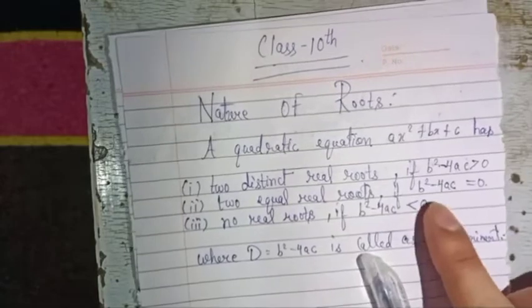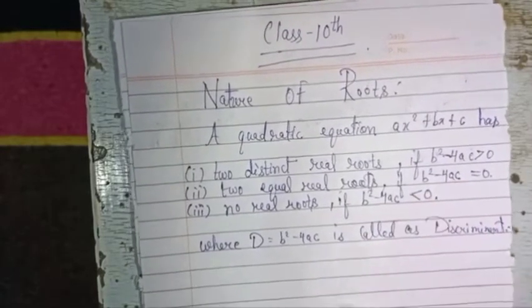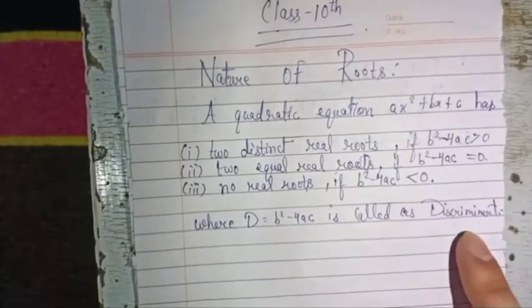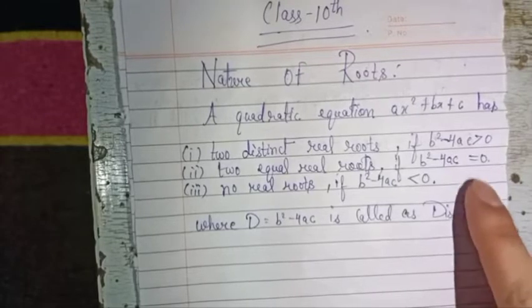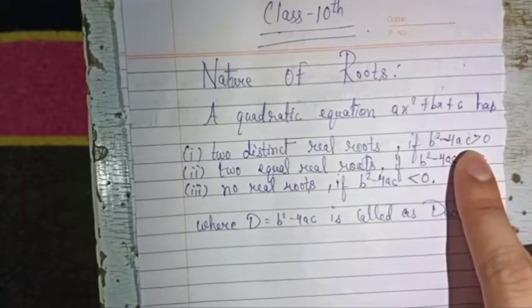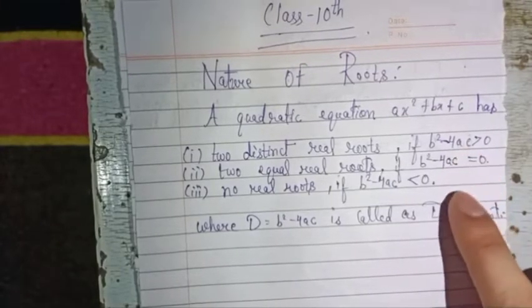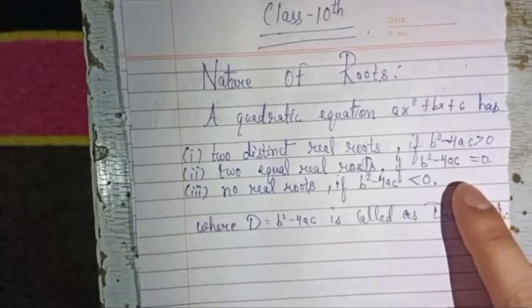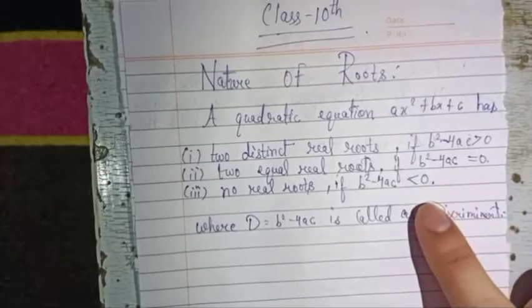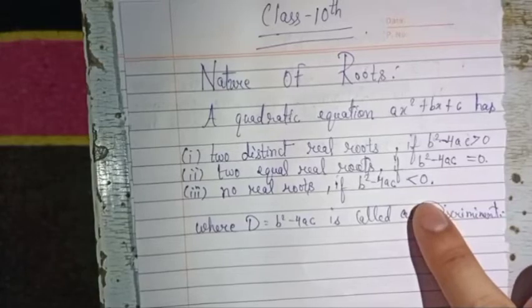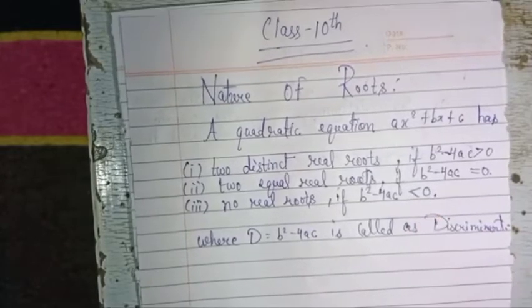So this value b square minus 4ac is generally called the discriminant. If the discriminant is positive, then there will be two distinct real roots. If the discriminant is 0, then there will be two equal real roots, and if the discriminant is negative, then there will be no real root. Now we will start with the questions.